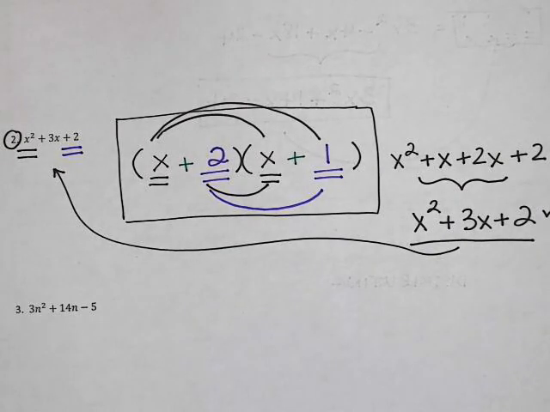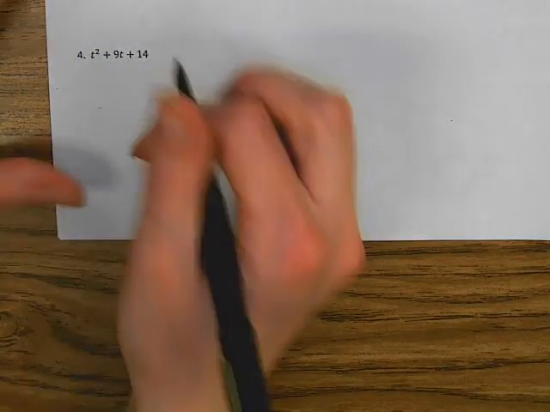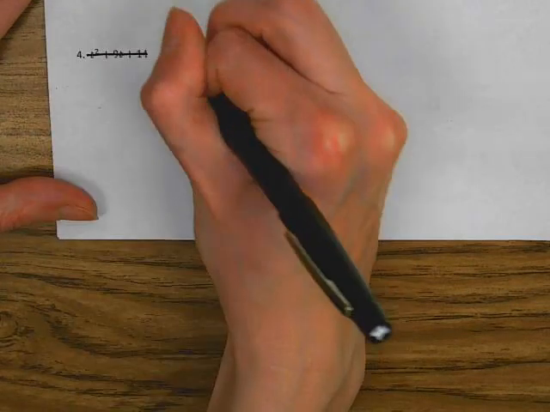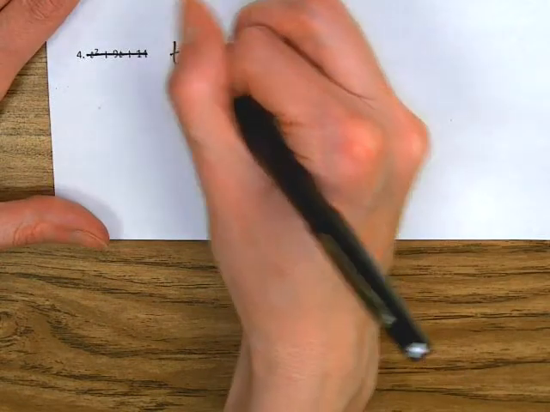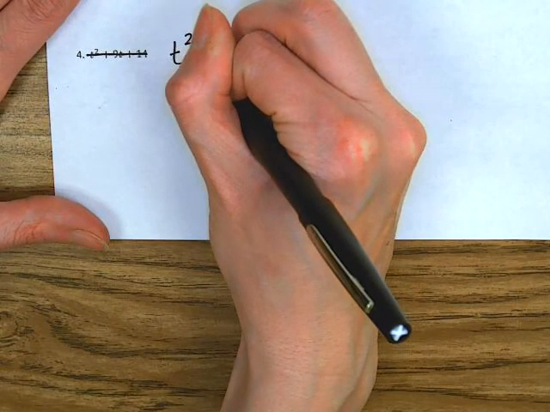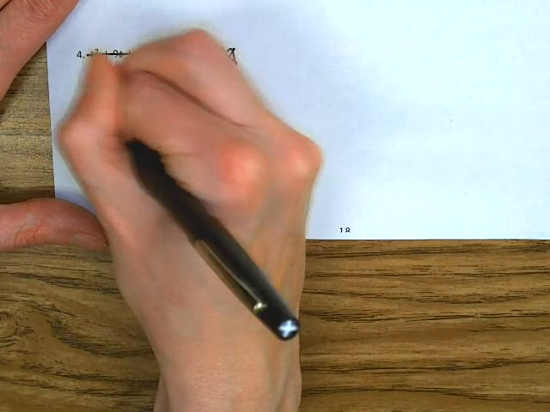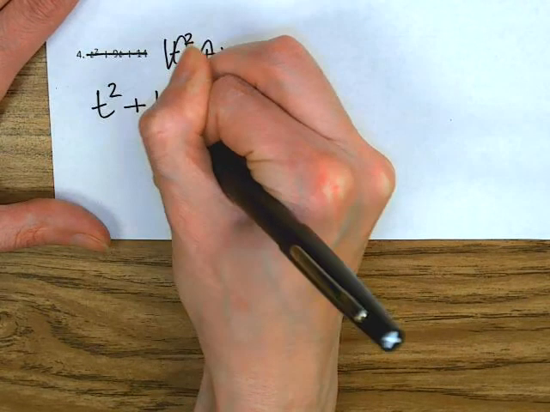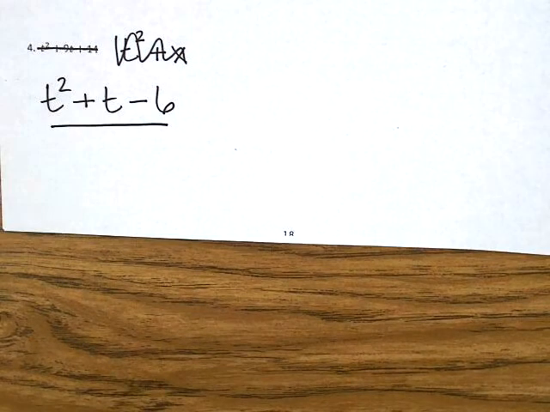Okay, let's try number 4. You know what? I'm going to make this one harder. Actually, let's change this one. Can you guys make it t squared? Sorry, hold on. T squared plus t minus 6. I'm going to make this one a little bit harder.